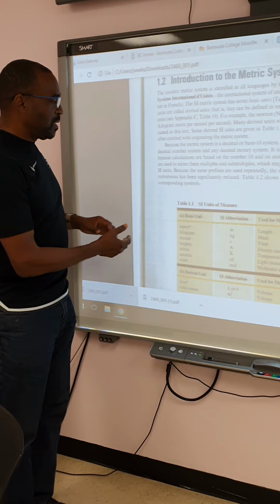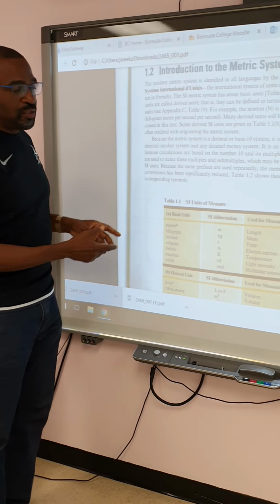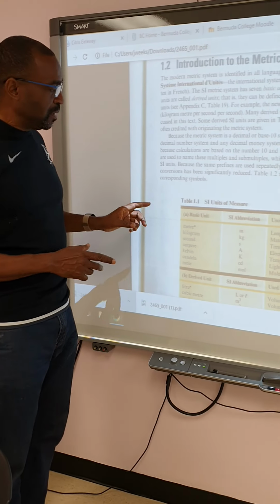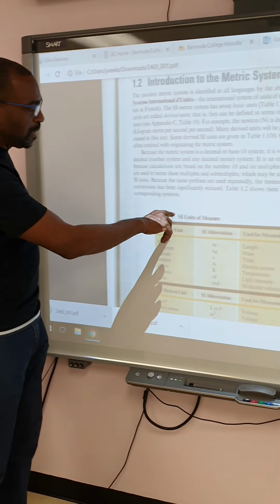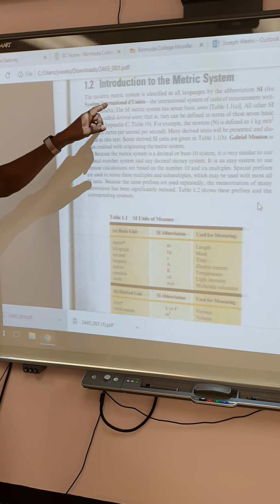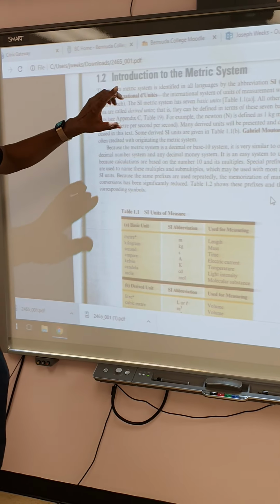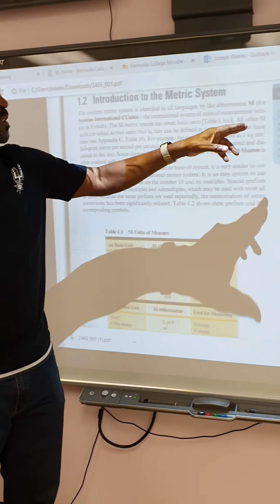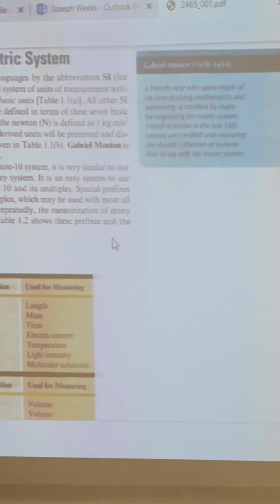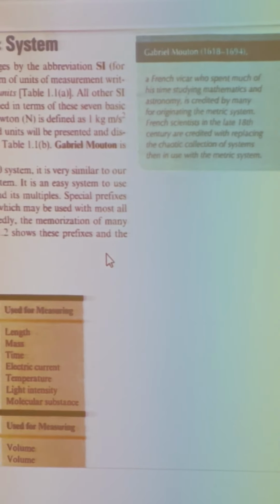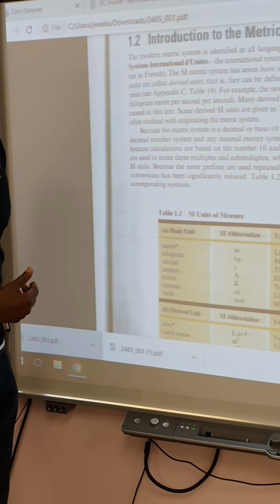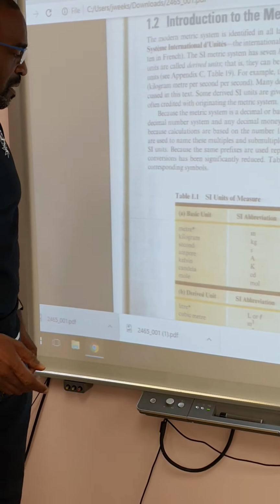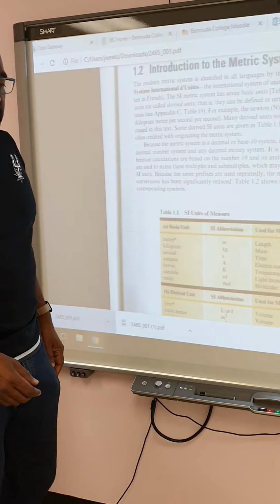Class, we will be discussing introduction to the metric system. So basically, there are two tables we will be discussing. Table 1 has the SI units of measure. SI stands for Système International d'Unités. It was a Frenchman that derived this process, so that's why it's pronounced Système International. So it's basically international system. SI units of measure. There are 7 basic units.